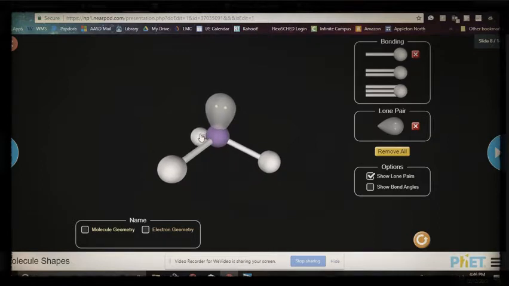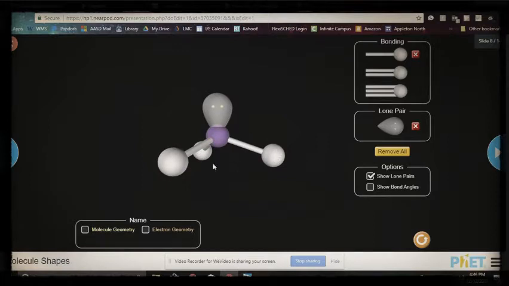Move it around a little bit. So it has a slight pyramid shape to it. So this one is trigonal-pyramidal. So I have 4 atoms, 1, 2, 3, 4, and then on that central atom there is a lone pair, and so that's why this isn't flat. This is slightly raised, so it does have that slight pyramid kind of a shape to it.